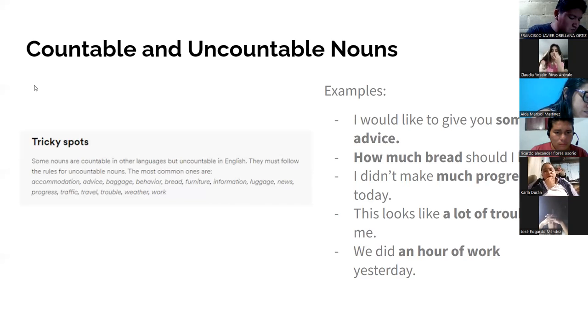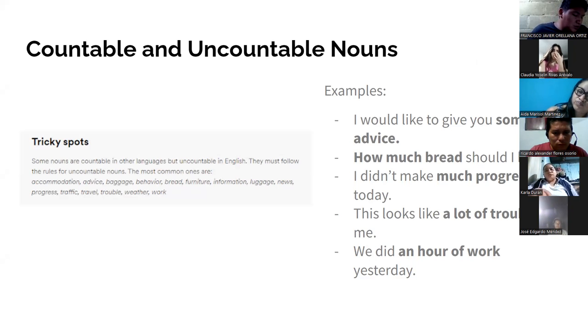Y también algunos incontables, dice, por ejemplo, en algunos idiomas son contables, pero en inglés son incontables. Por ejemplo, los consejos en español son contables o incontables. Consejos. Te voy a dar un consejo, ¿verdad? Yeah, we can say that, but in English, no. Advice is uncountable. Entonces, I will give you some advice. I will give you an advice, no.